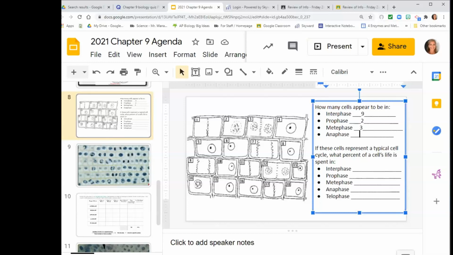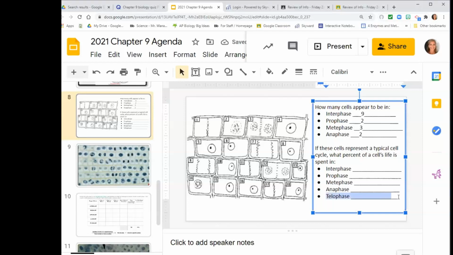Evan, how many anaphase did you count? You can't hear me? I can't hear you. I'll go to Abby. Abby, how many anaphase did you count? 2. Yeah, I just had 2, 9, and 7.